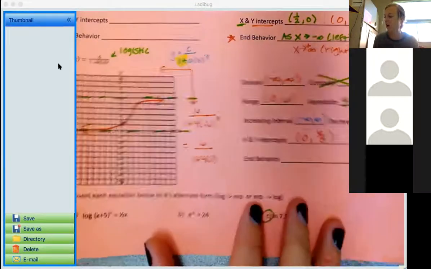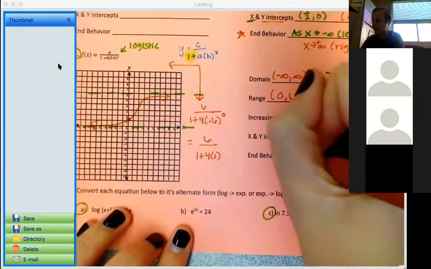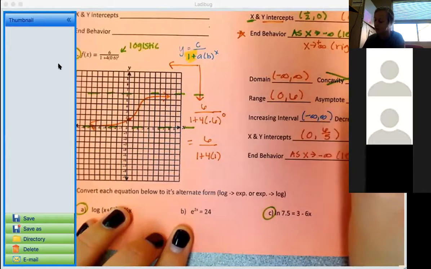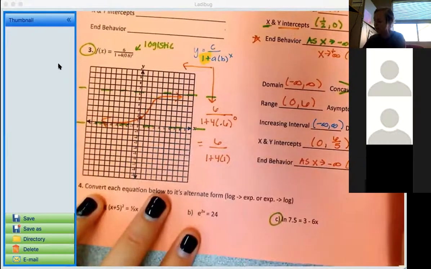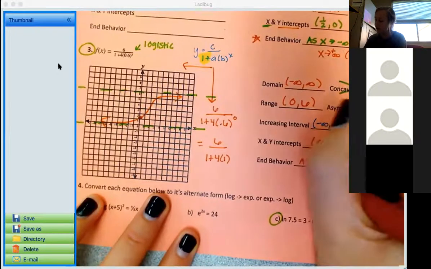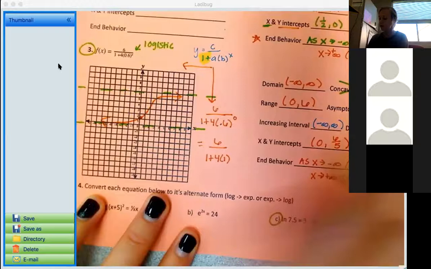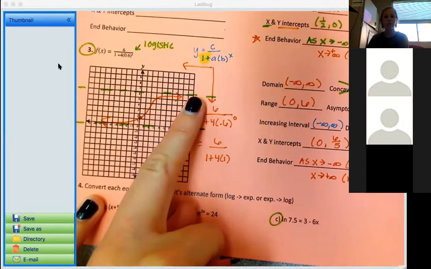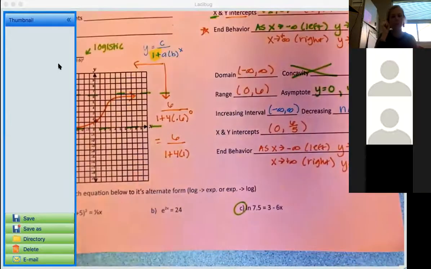All right, end behavior. So if we look at the left side of the graph, as x approaches negative infinity, remember that's the left side, what is y approaching over here? 0. Good. And then as x approaches positive infinity from the right, what is it approaching? 6. Good. So are y'all okay with the logistic function? Y'all okay with number 3?